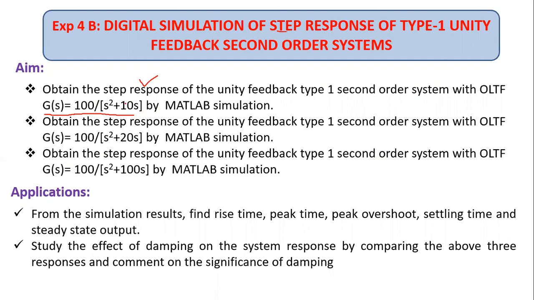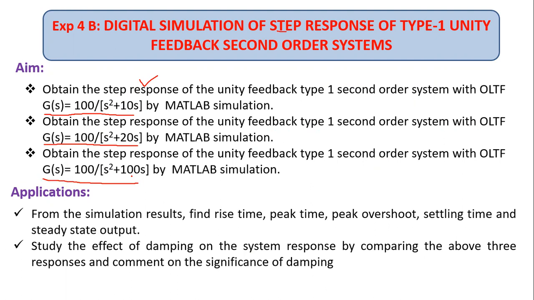In the same way, coming to the second case, obtain the step response of a unity feedback type 1 second order system with the open loop transfer function of one more transfer function, 100 by s square plus 20s. This one is also a type 1 second order system. In the same way, one more we are taking, G(s) equal to 100 by s square plus 100s. All three are second order type 1 systems.